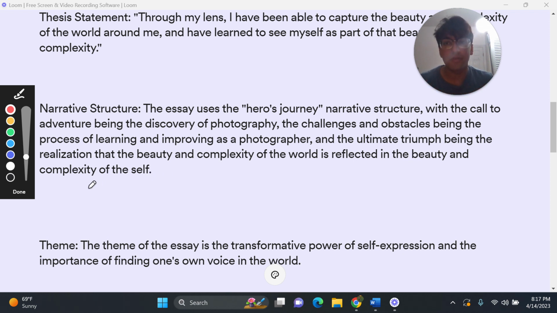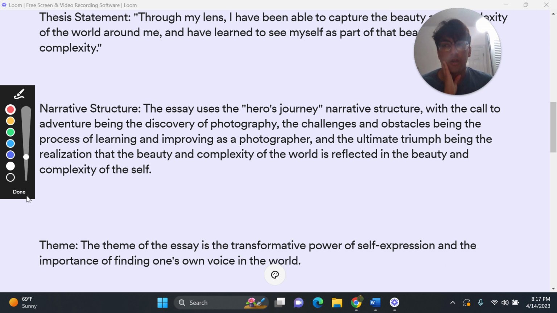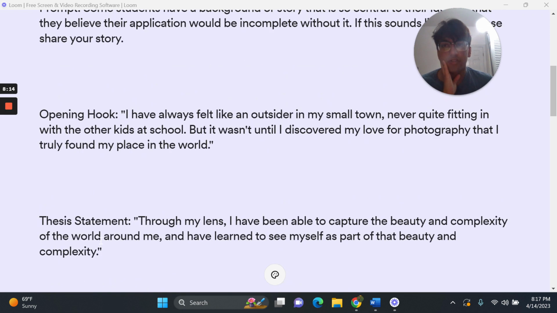And so I think that this would be a great essay because it kind of establishes a thesis, a narrative, and just in general has a unique activity with a unique takeaway. And so the theme of this essay is basically the transformative power of self-expression and the importance of finding one's own voice in the world. Okay, so I think that this is a great structure for an essay.